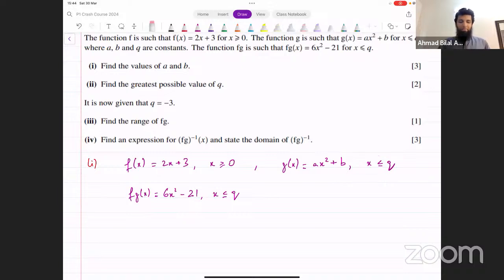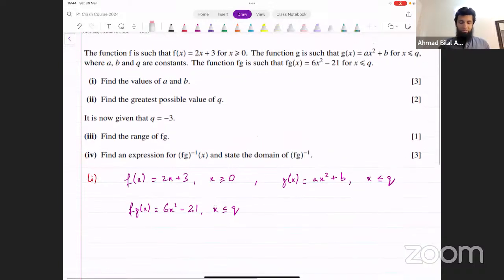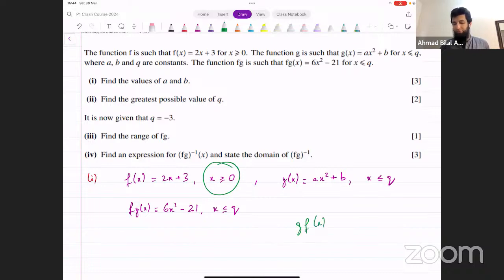Sir, if f of x was the inner function, then the domain would be x greater than or equal to 0. Yes, exactly. If it was gf of x, the domain of gf of x would be x greater than or equal to 0. All right.